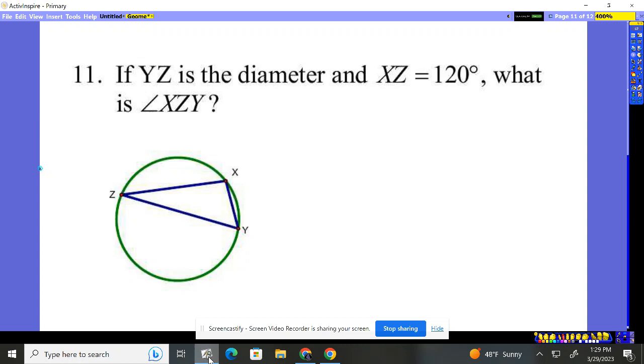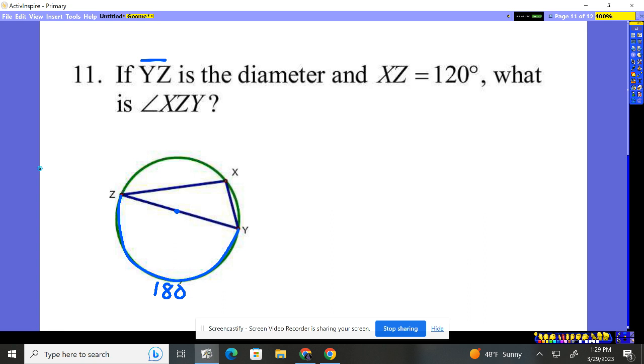Number 11, if arc YZ is the diameter... Well, if it's the diameter, we know... okay, it actually says line segment YZ is the diameter. If YZ is the diameter, that means it cuts through the dead center, meaning this part is 180 and the whole part up there will be 180.